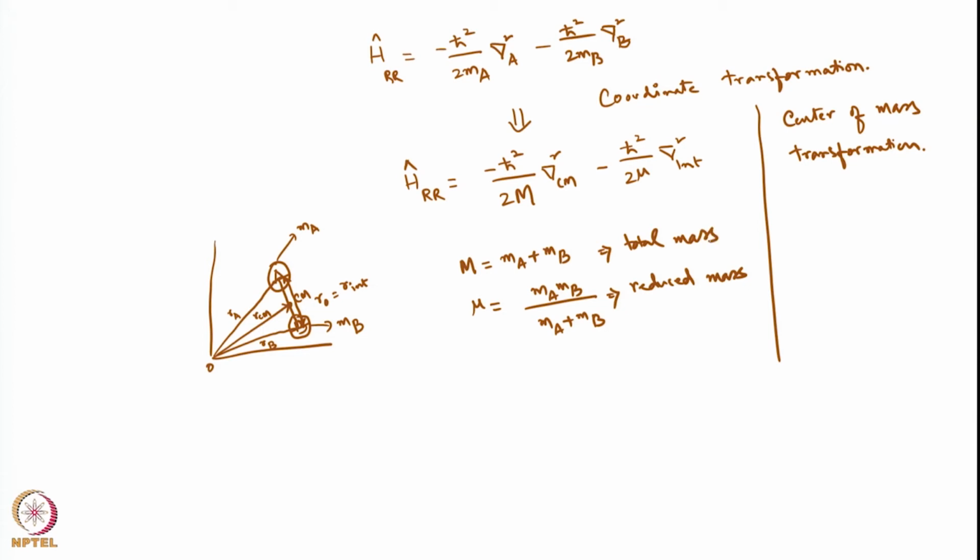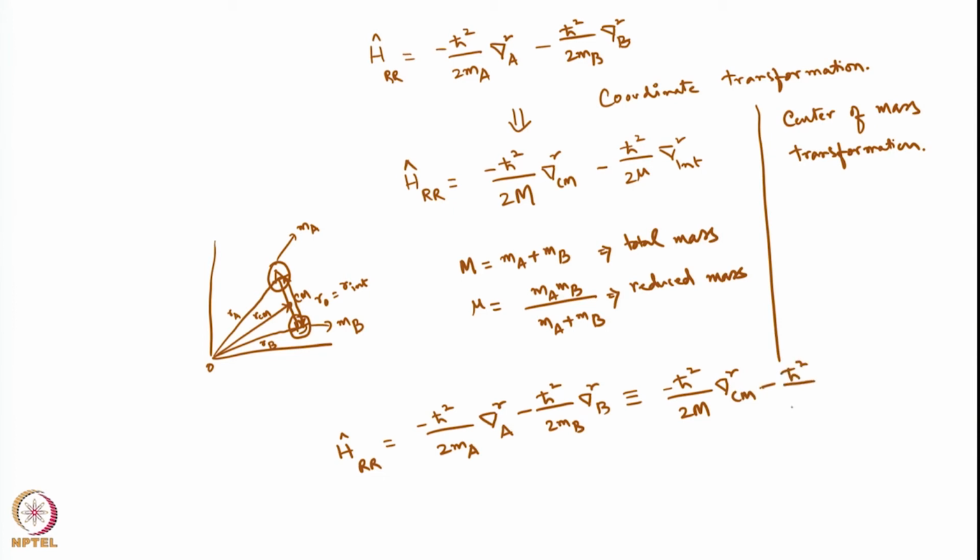Now, these two Hamiltonians: H RR equals minus h bar square by 2 MA del square A minus h bar square by 2 MB del square B, is identically equal to minus h bar square by 2 M del square center of mass minus h bar square by 2 mu del square internal. So, instead of having two coordinates representing A and B, now you have an alternate description in terms of coordinates representing the center of mass and the internal motion. And this is of course valid only under the assumptions discussed.